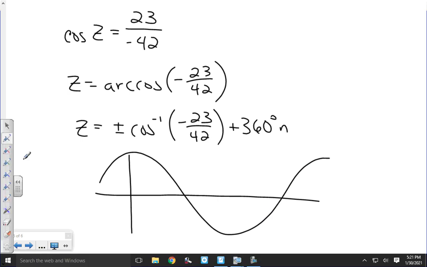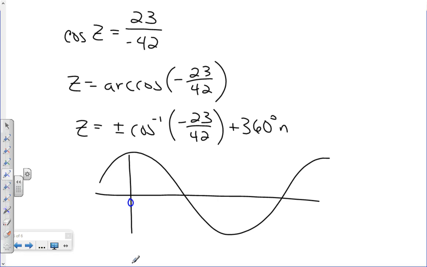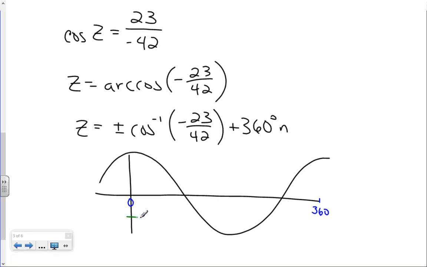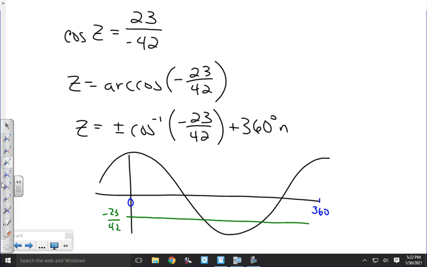That's what the cosine function looks like. Here is 0. Here is 360. And we're setting it equal to a value of negative 23 over 42. Well, if it was 21 over 42, that would be negative 1/2. So that's a little bit further down than negative 1/2. It'll be somewhere about right here. So we've got a few solutions there that we could come up with.